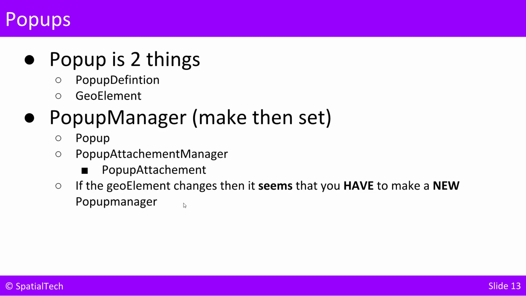There are some notes in the documentation that if the geo element changes, then it seems you have to make a new pop-up manager. So sometimes you have to recreate the pop-up manager, which means you have to get a new pop-up definition and geo element and recreate it. Otherwise, the pop-up view will have the old reference to the pop-up manager. So you'll think you're editing feature 42, but the pop-up view thinks you're editing feature 23 or something like that.